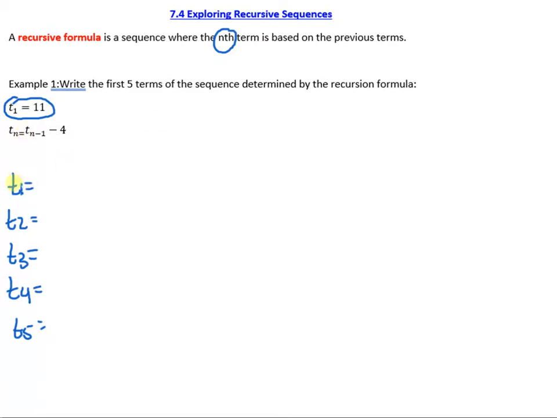So if we know T1, so that's good. Now let's find T2, okay? So if we sub in 2 for this n, T(2-1) minus 4, what this actually gives us is it's saying our second term, what we need to do is sub in T1, which we knew was 11. And then we're going to subtract 4 from it. So 11 minus 4, I think that's 7. Beautiful.